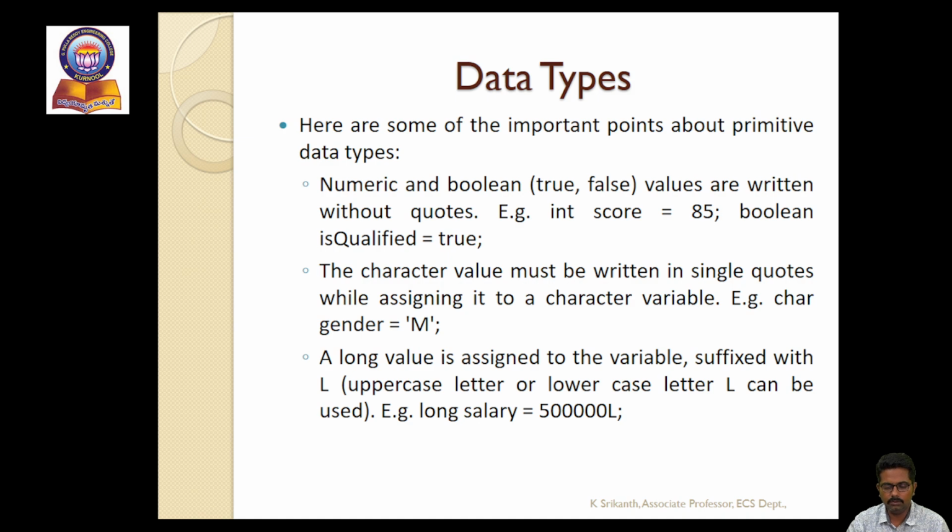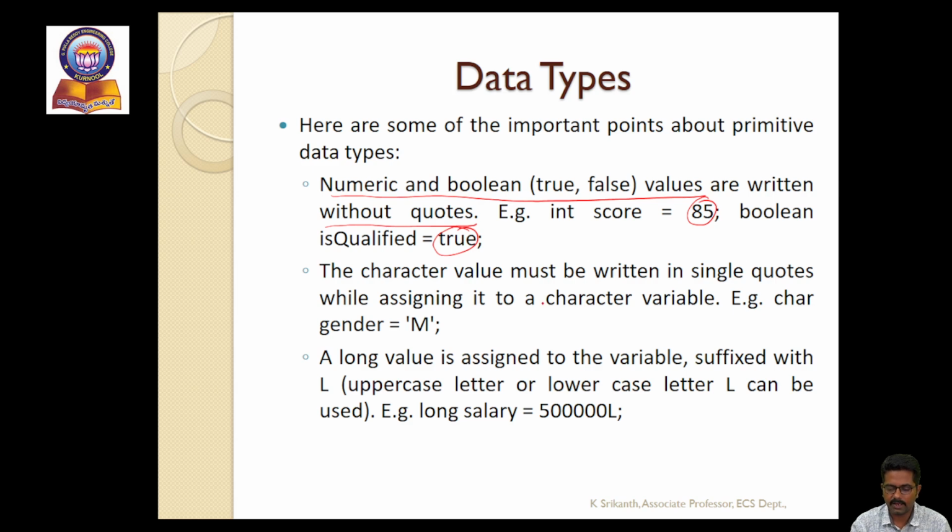So we need to remember some important points related to primitive data types. The numeric and Boolean values are written without quotes. So no need of any quotes while writing numeric and Boolean values. If you see 85, we didn't write it in single quote or double quote. Similarly, for Boolean value true or false, there should not be a double quote or single quote, which is an error in Java language.